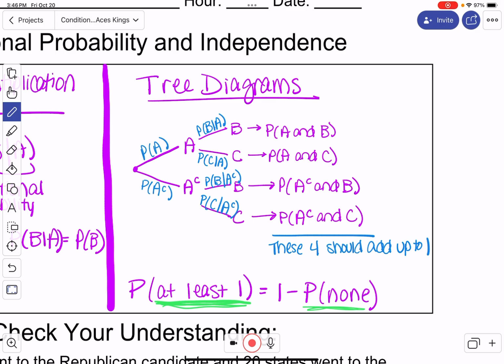So pause the video so you can do the Check Your Understanding, try it on your own, and then I will show you the answers. So pause it right now.